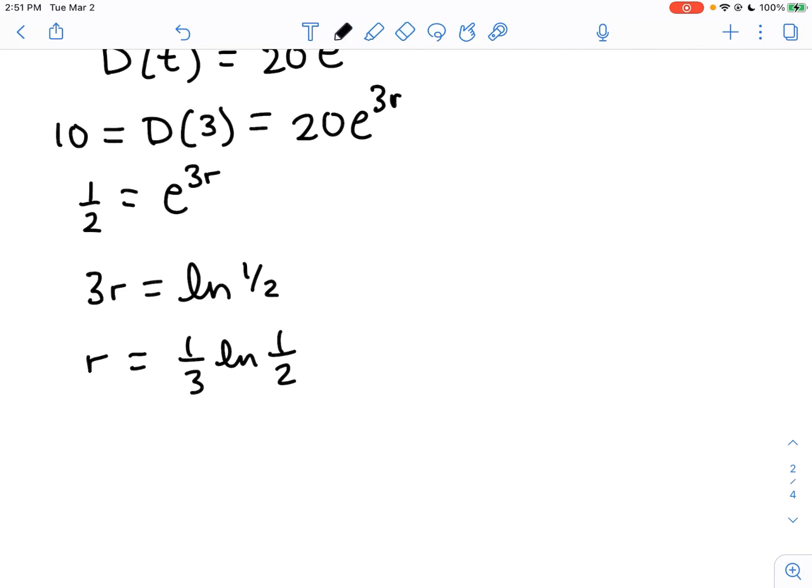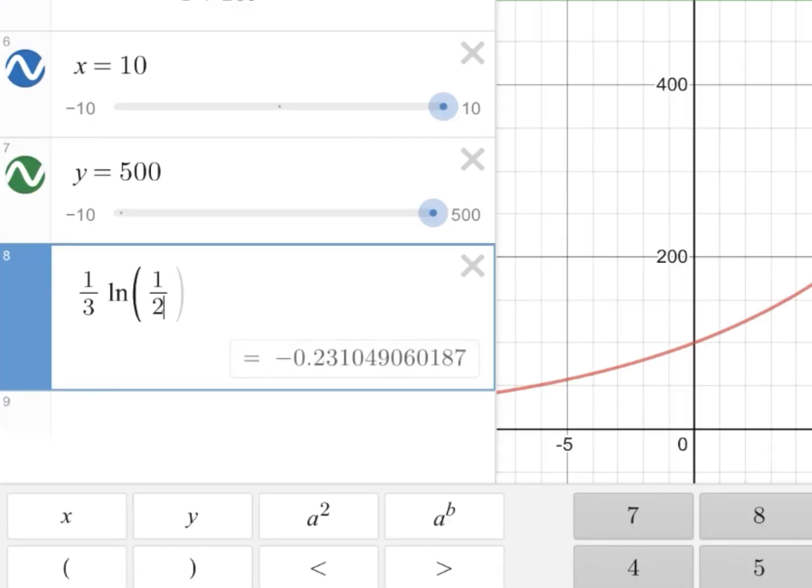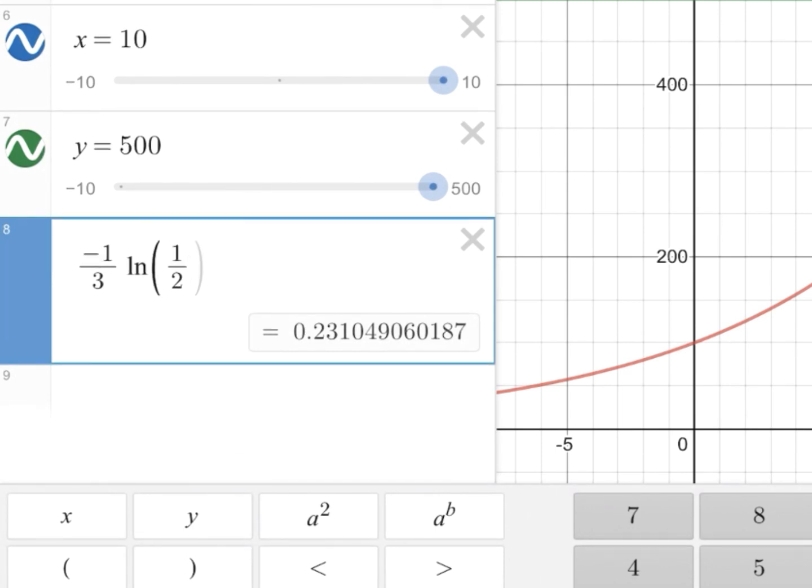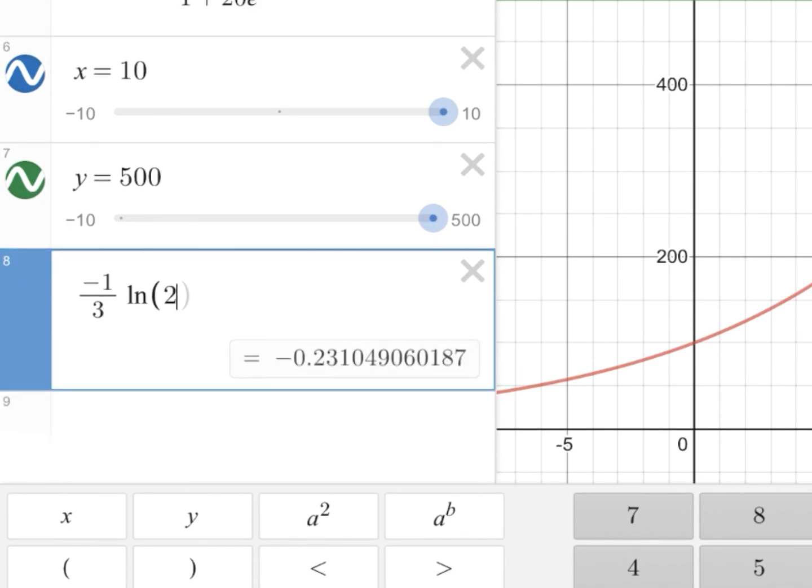Here's another property we could use. Change 1/2 to 2 to the minus 1, and then use property 8, where the negative 1 drops down. And so negative log 2 is the same thing as log 1/2. So another way of writing this is to say that this is negative 1/3 natural log of 2. 1/3 of natural log of 1/2 is about negative 0.231. And then if I were to try to do negative natural log of, let me just make this 2 inside here, you see we get the same thing.